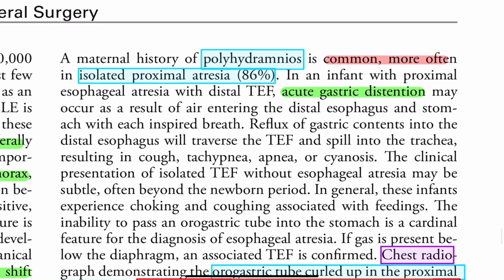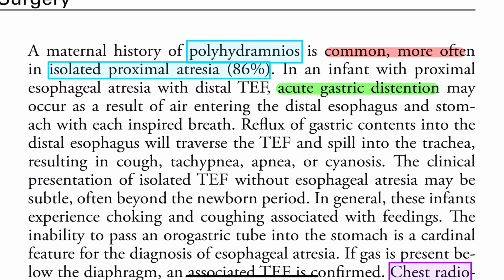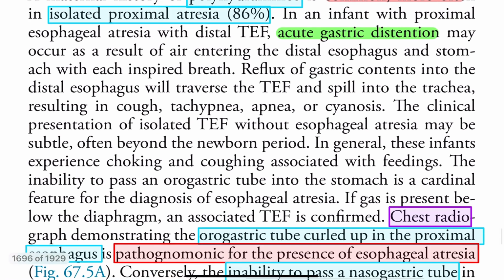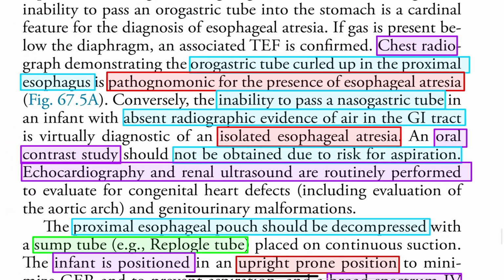Since the patient cannot swallow amniotic fluid, the mother presents with polyhydramnios, and this is seen in isolated proximal atresia. When you take the chest radiograph, it demonstrates orogastric tube curling up in the proximal esophagus. This is pathognomonic for the presence of esophageal atresia.